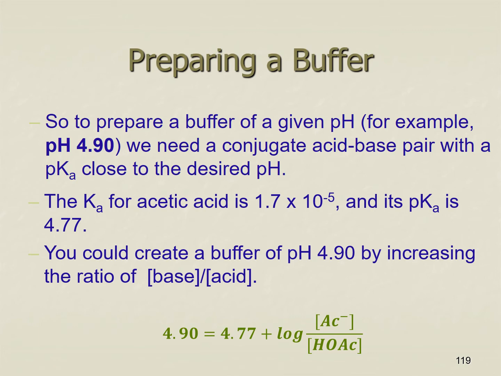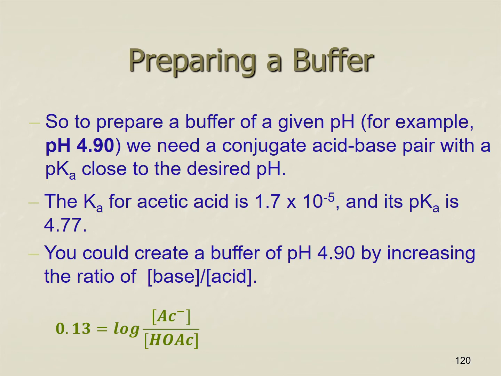So if we subtract 4.77 from both sides, we get 0.13 equals the log of the base over the acid. And then if we take the inverse log of both sides, we get 10 to the 0.13, which is 1.35, the acetate over the acetic acid ratio. So we basically want about 1 1/3 times as much of the conjugate base as the acid, and that would depend on how much solution you want to make and things like that. So it can get more complicated, but this is as much as I want you to be able to do and to think through.